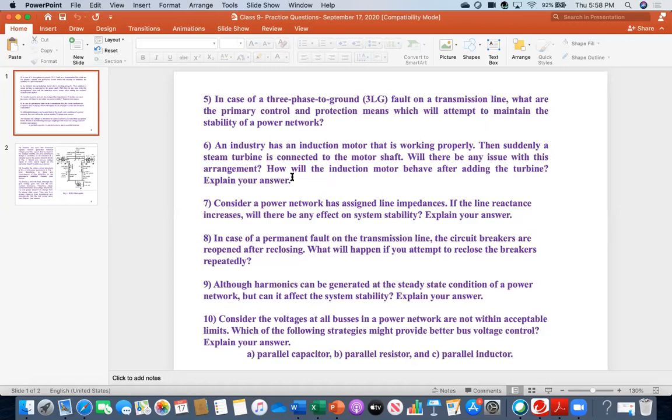So the answer will be no, there will not be any issue with this arrangement. The induction motor will start behaving as a generator, because we are adding a steam turbine. It will increase the shaft speed, and the shaft speed will be larger than the magnetic field speed. So instead of taking active power from the line, it will start delivering active power to the network, to the system.